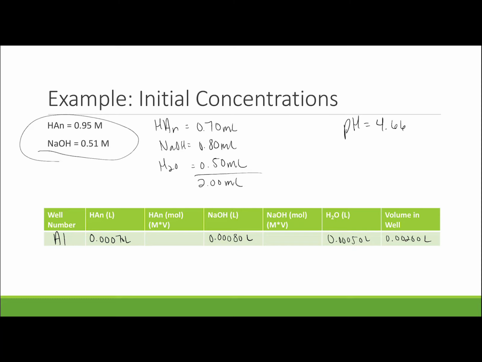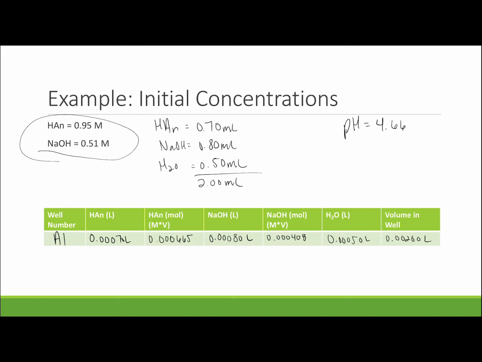We then want to solve for our weak acid amount of moles and our sodium hydroxide number of moles by multiplying our volume of our weak acid by our concentration of our weak acid. And when we do this, we get 0.000665 moles of our weak acid, and we get 0.000408 moles of our sodium hydroxide.